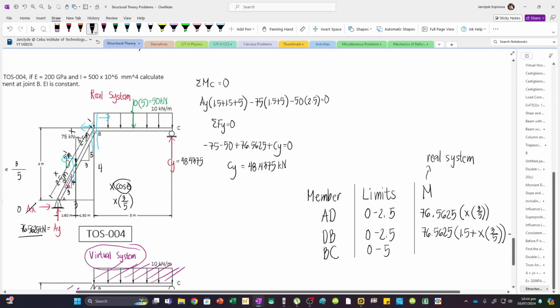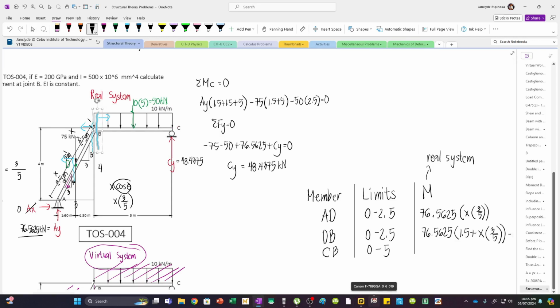Let me just write this as segment CB. Now, I want to consider segment CB so that I will not include AY and the 75 kN. So, our origin will be from C ending at B. So, from here, toward here. Now, if you will establish a moment equation from the right, then the convention will change. The counterclockwise moments become positive, and clockwise moments will be negative. So, notice that CY will cause a counterclockwise moment about this cut. So, I'm going to use positive.